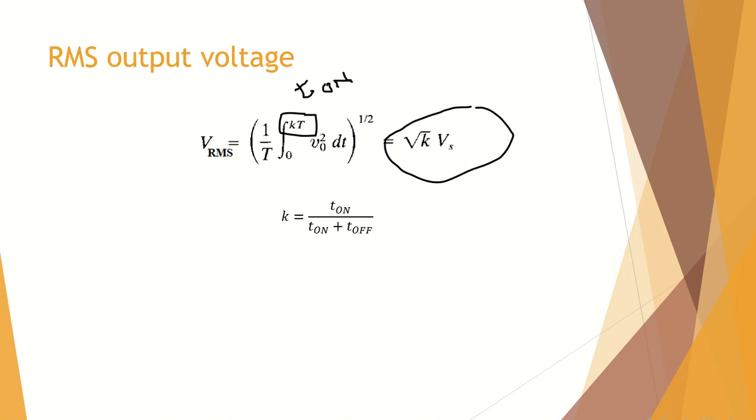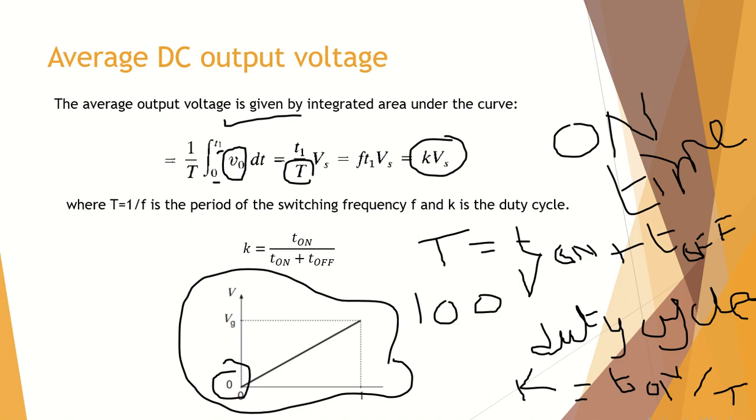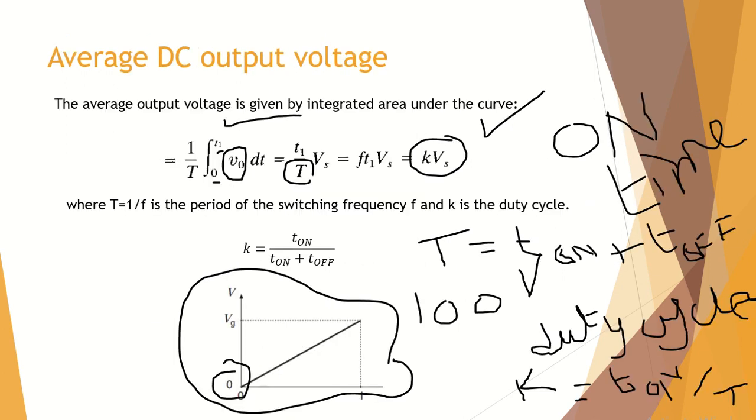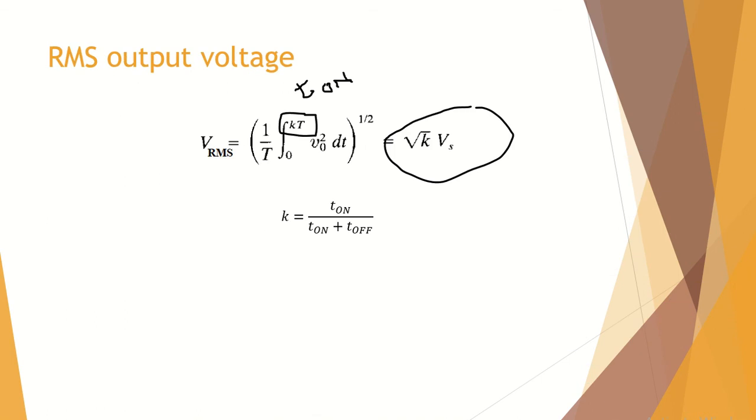So our average voltage is KVs of this circuit, basic DC chopper circuit. Our average voltage is KVs and our RMS voltage is under root KVs. I hope this basic circuit is clear to you. Up till now, this basic circuit is clear to you.